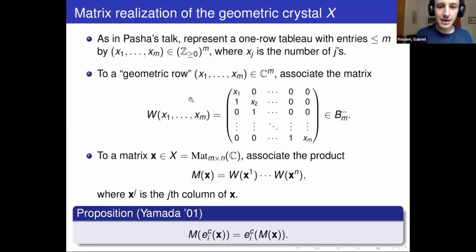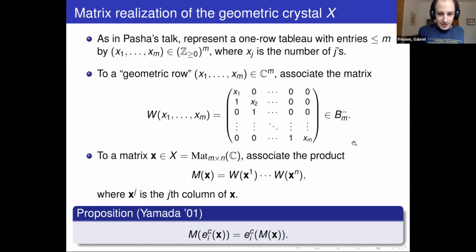And we associate to it a certain lower triangular matrix. So we just put the x's on the main diagonal, and then we put ones just beneath the diagonal and zeros everywhere else. And this turns out to be the right matrix to use, as we'll see. So this is going to be an m by m lower triangular matrix, and we just take the product. So x1 is the first column of the matrix. We take one of these matrices for each column and take their product.